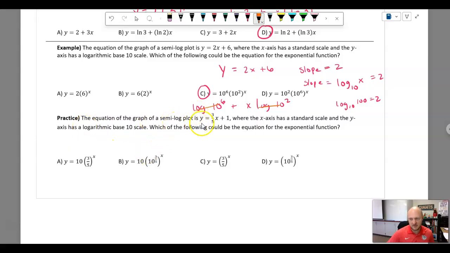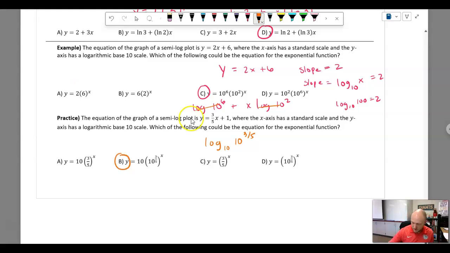The equation of the graph of a semi-log plot is y equals 3/5 x plus 1, where the x-axis has a standard scale and the y-axis has a logarithmic base 10. Which of the following could be the equation for the exponential function? Okay, again, very similar. My slope here is 3/5, and so if I'm taking a log base 10 and it's going to give me 3/5, that's going to have to be 10 to the power of 3/5 is going to be your base. So answer here, B. Answer is B.